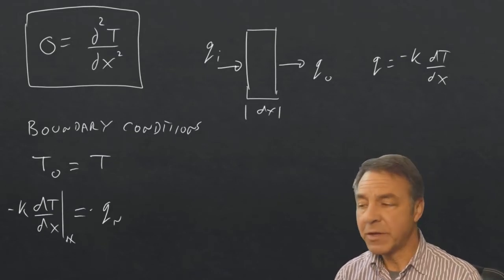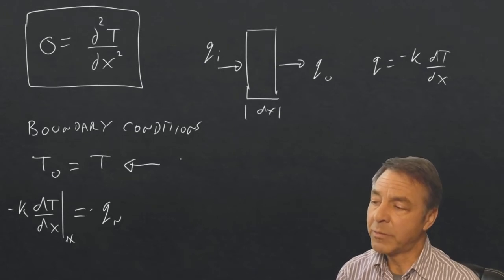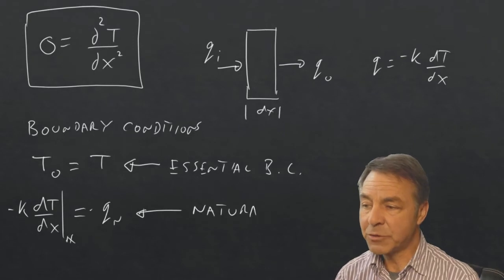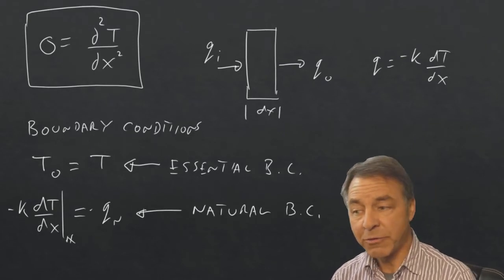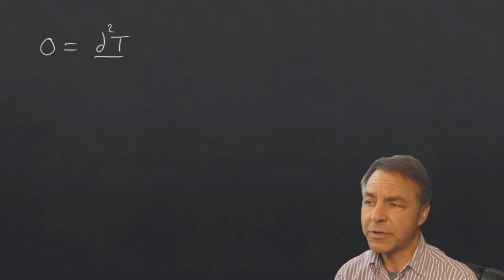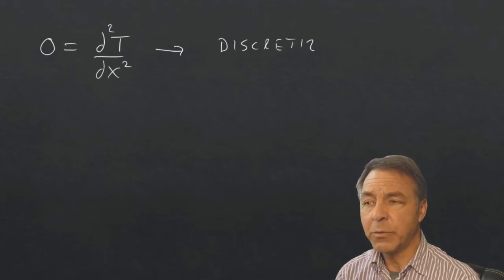Key thing about this, it's a boundary value problem where you've got boundary conditions at opposite ends. The temperature boundary condition is called an essential boundary condition, and the other is a natural boundary condition where you know the heat flow. So there's that differential equation, and we could discretize that.